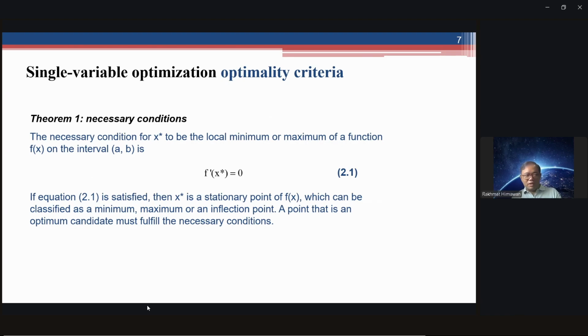Or we can say something else that's called saddle point. We'll see in the next slide. What is that? A point that is an optimum candidate must fulfill the necessary condition.